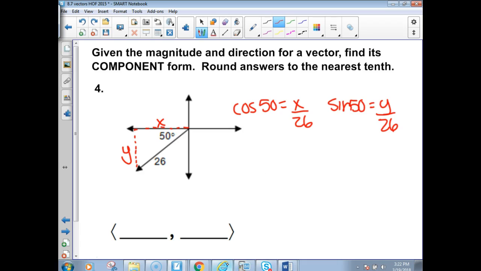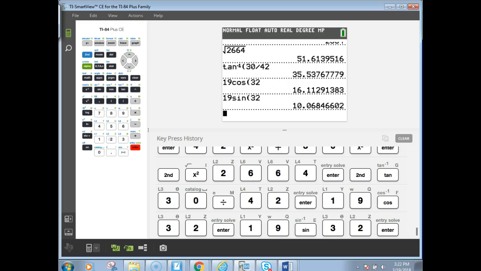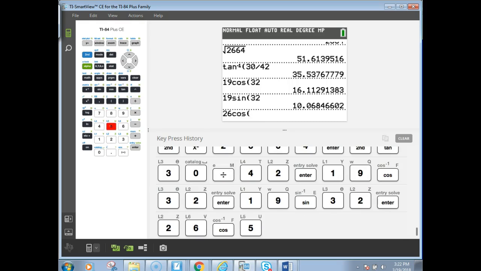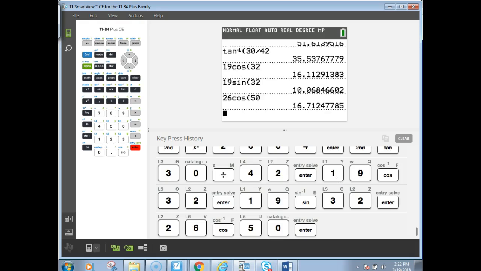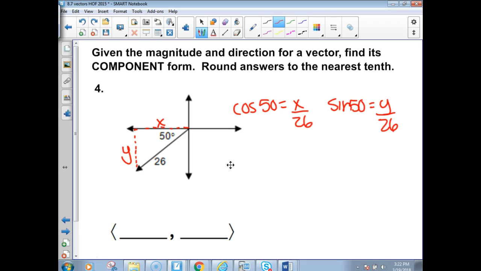26 cosine 50 is 16.7, and it's negative because we're in quadrant 3. X's are negative over here. This section is negative, negative. This section is positive, negative. This section is positive, positive. This section is negative, positive. If you don't remember that, we need to know it. It looks like a little face.